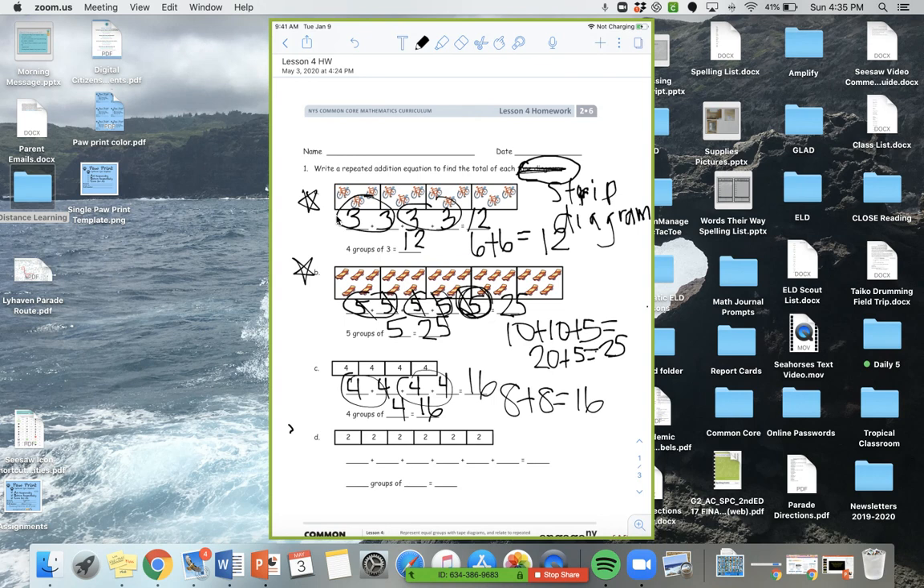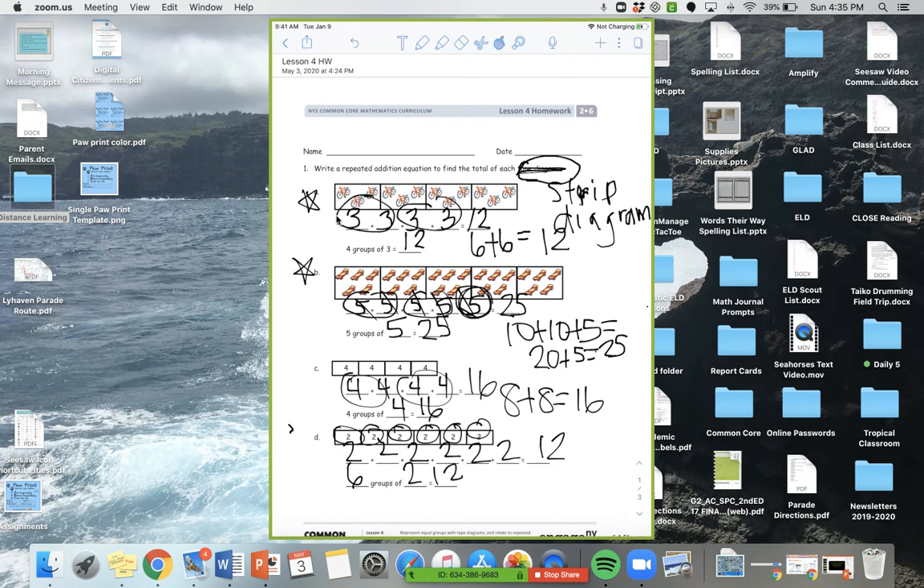Okay, question D, 2, 2, 2, 2, 2, 2. We have 1, 2, 3, 4, 5, 6 groups of 2. Let me erase that so I can see better. So I'm adding the number 2 6 times. And this I can just skip count. 2, 4, 6, 8, 10, 12. Counting by 2's is easy. So I have 6 groups of 2, which equals 12.